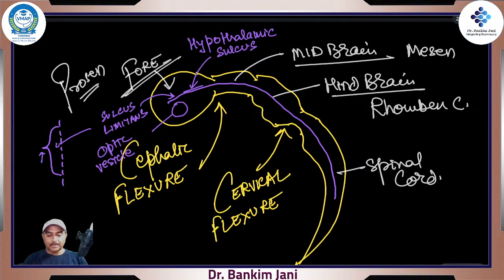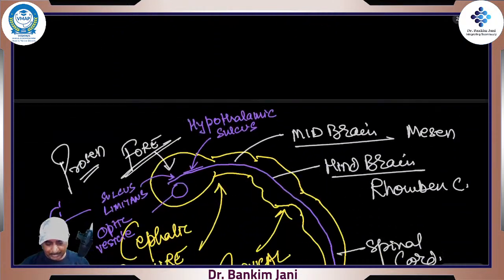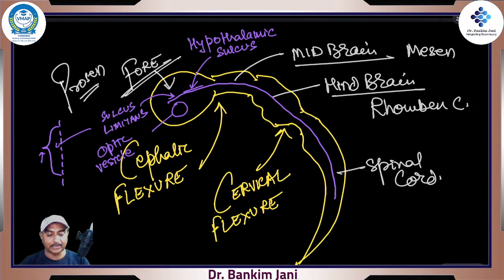Over here, we were watching the things from outside, so we were watching only the major curves and everything. But over here, after cutting it, we are going inside and we see that, okay, the hypothalamic sulcus is over there. That means the hypothalamic sulcus is part of the forebrain, right? That is how it will be forming. Rest is all good.